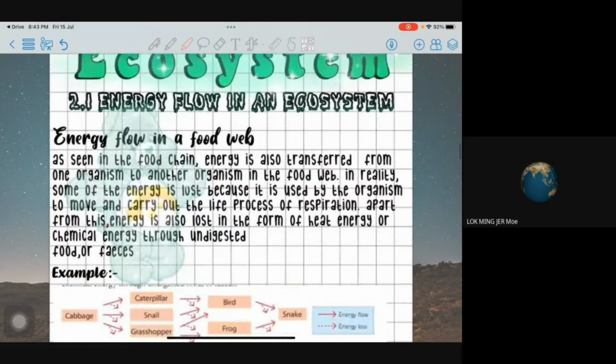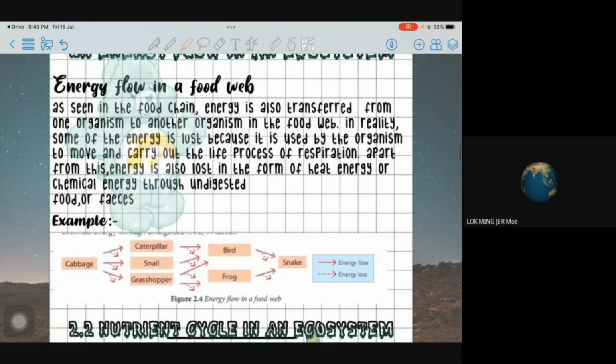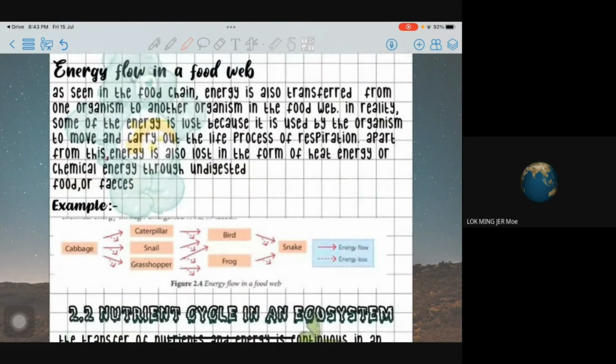Energy flow in the food web. This one is simple. You already know energy will not be destroyed, correct? So it's just being transferred. That's all you need to know.